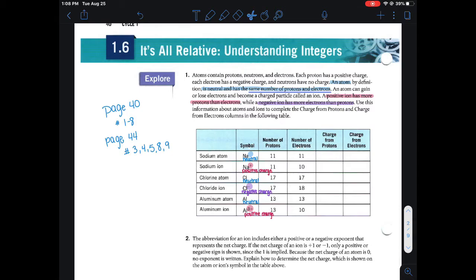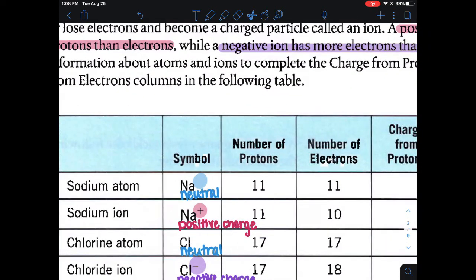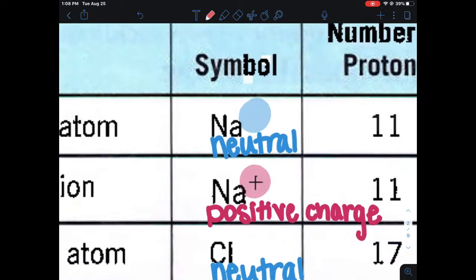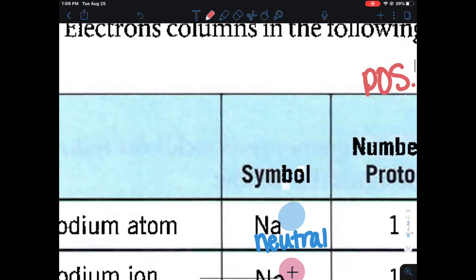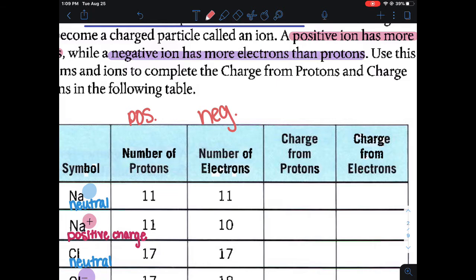And protons were positive and electrons were negative. Notice here, there's no symbol at the top, positive or negative. There's nothing there where I've got highlighted in blue. It's neutral. This atom is neutral. 11 protons and 11 electrons. What is the charge from the protons? Well, it's just positive 11. And then charge from electrons is negative 11.